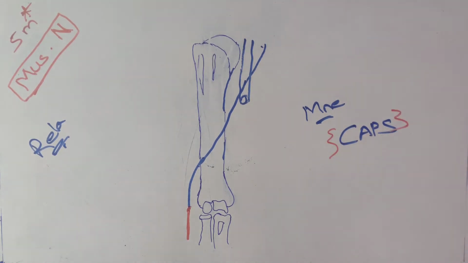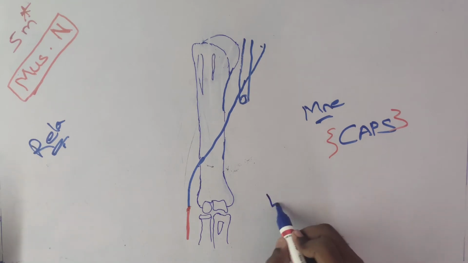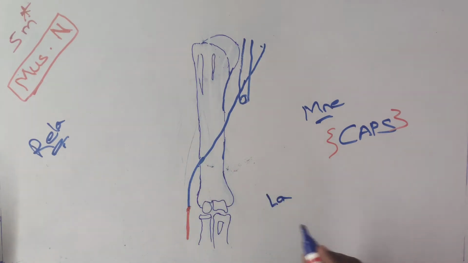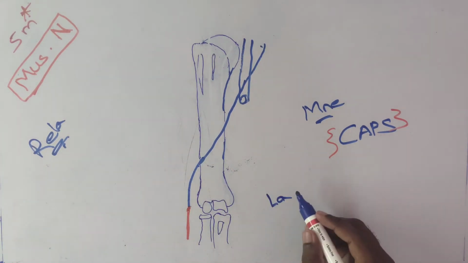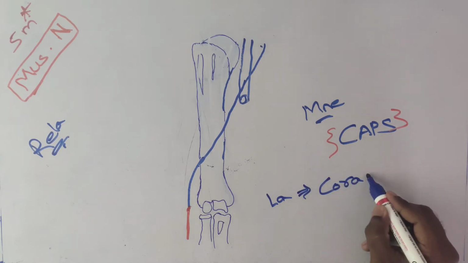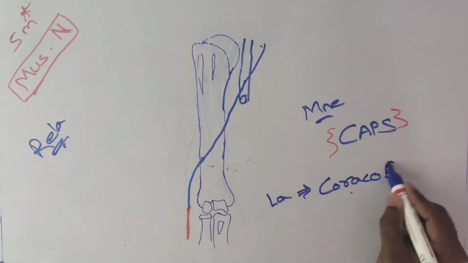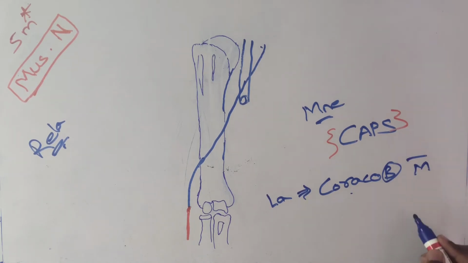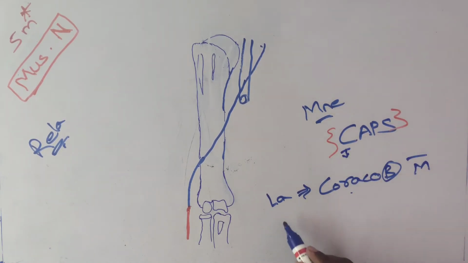Okay. Now coming to the lateral relations. Here is the lateral relationship, and at the lateral side we can see the coracobrachialis muscle. That is for C.